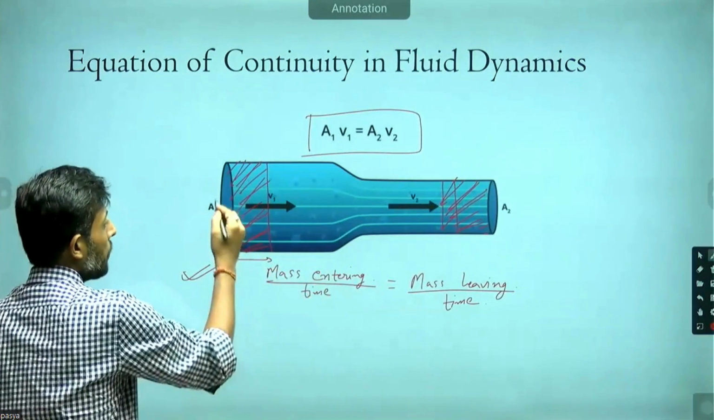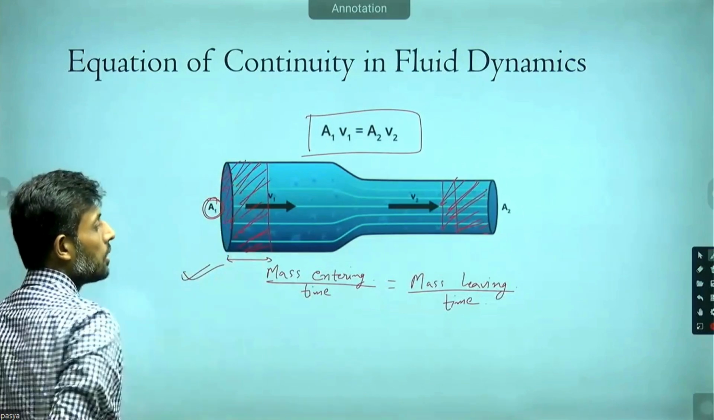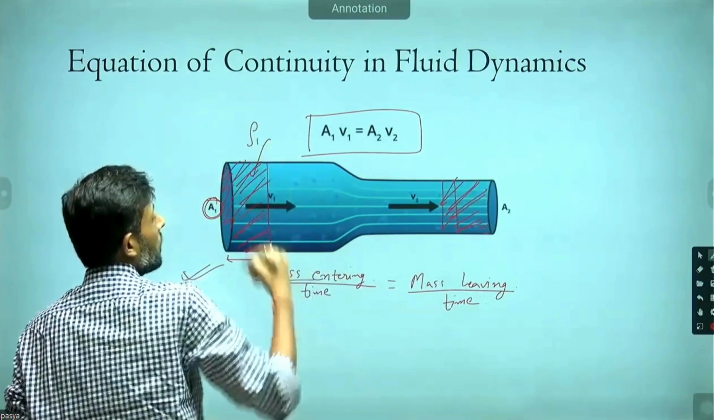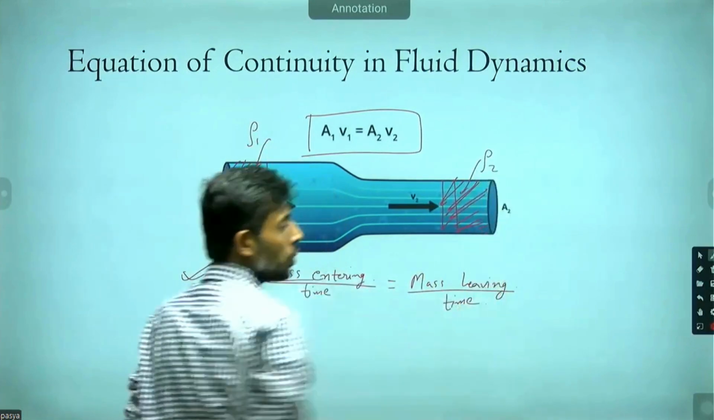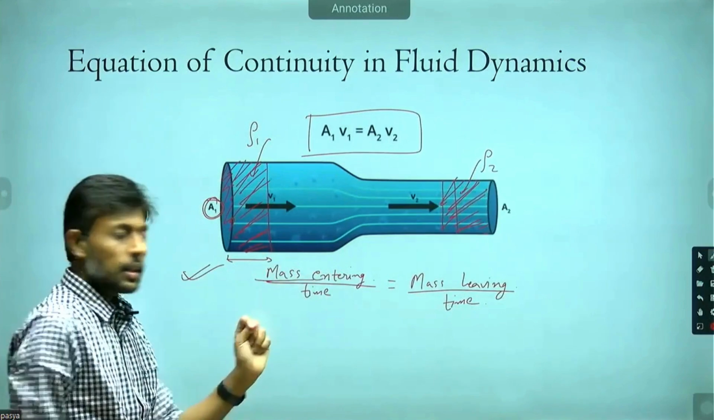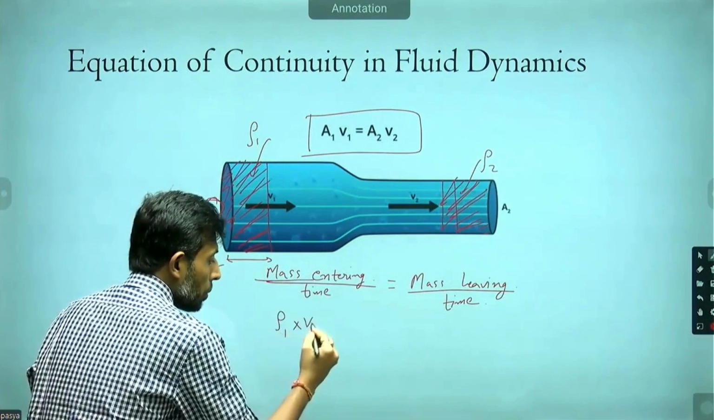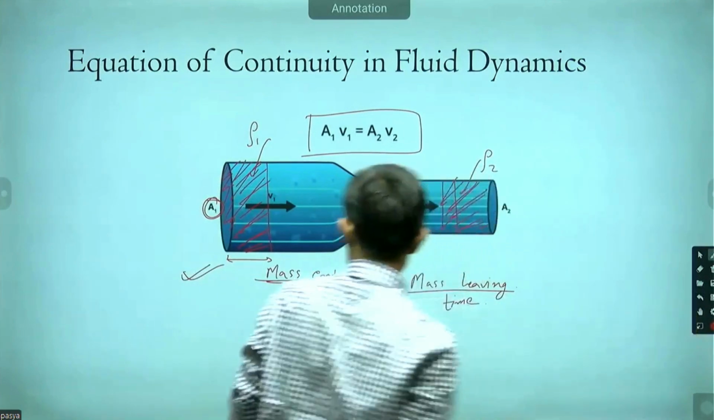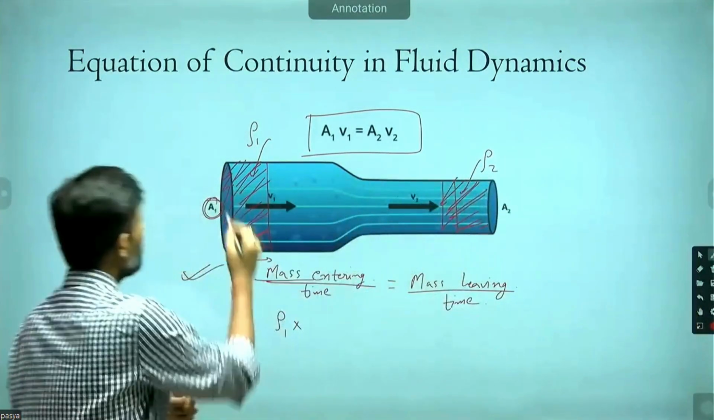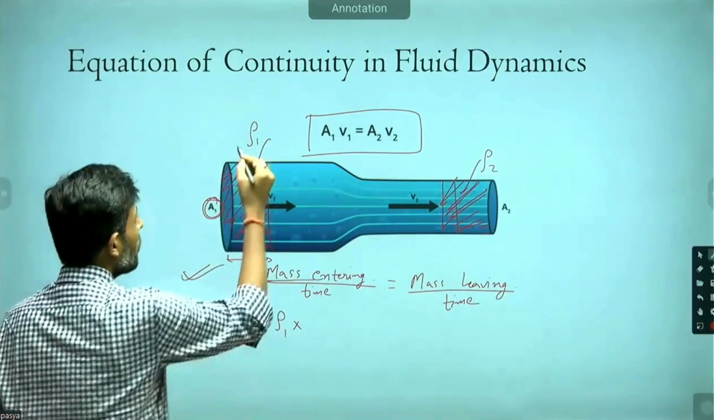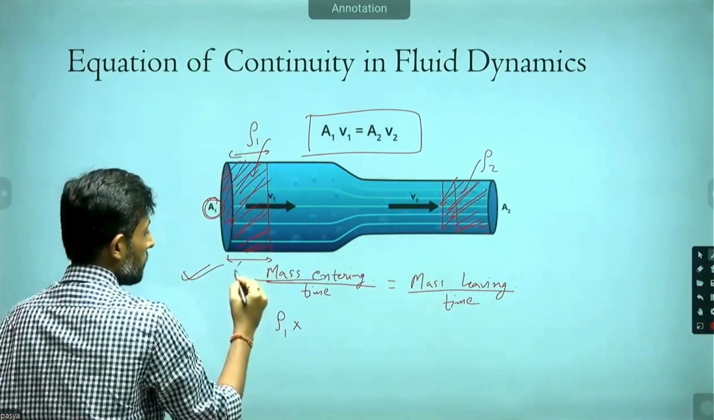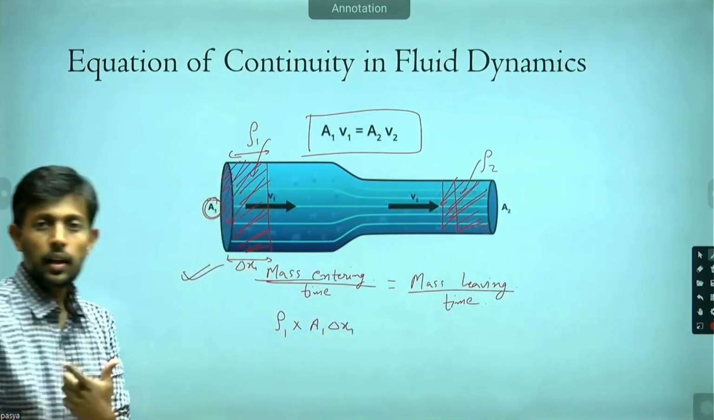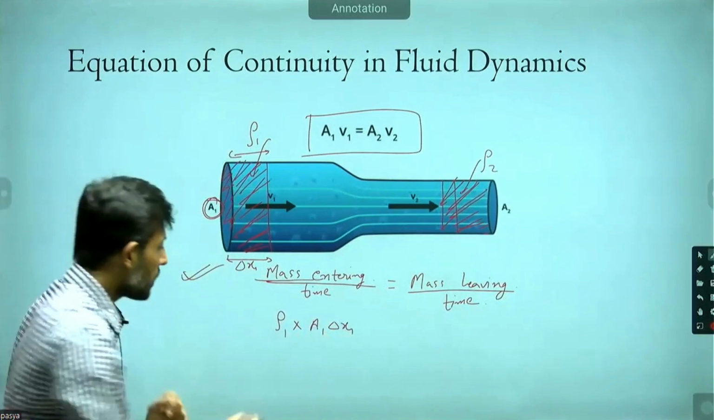How much mass is entering? If it is given that this cross-sectional area is A, and the density of the fluid, you can say the density here is ρ1 and the density here is ρ2. So mass is given by density into volume. And how much is that volume? It's going to be this cross-sectional area into, let's say this distance is delta x1. Is it not? So we will say A1 delta x1, right? And all this is happening in a time interval delta t.